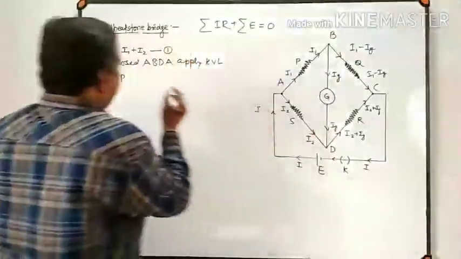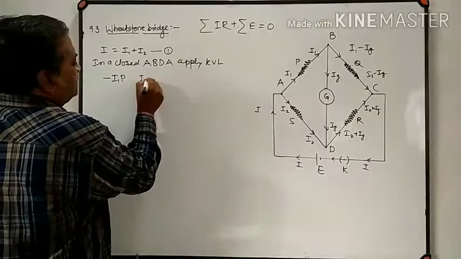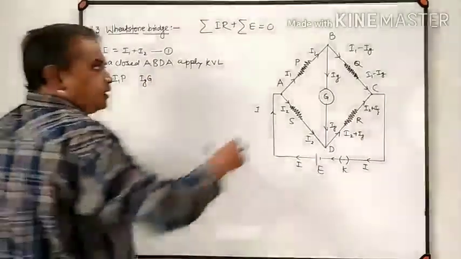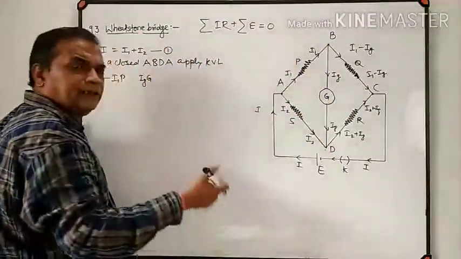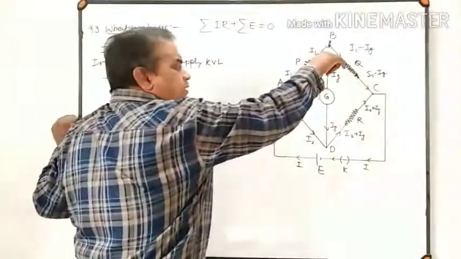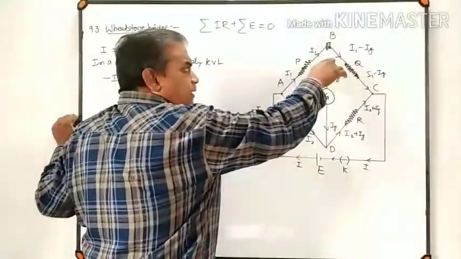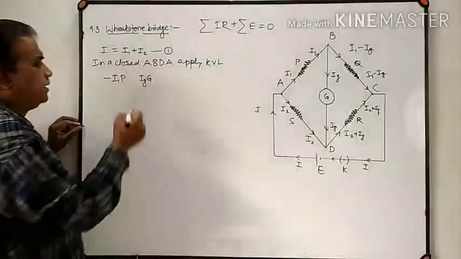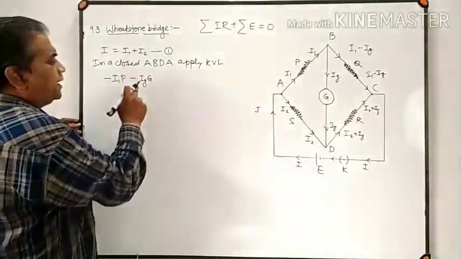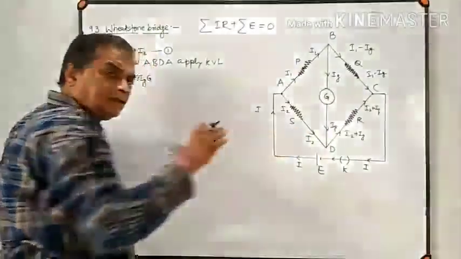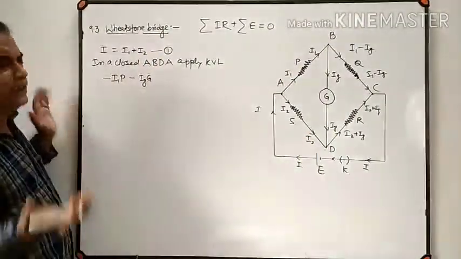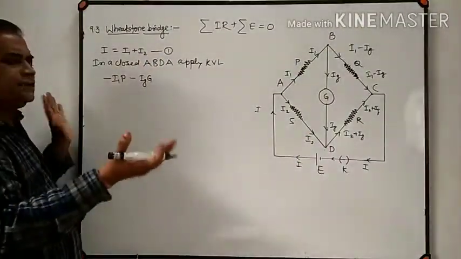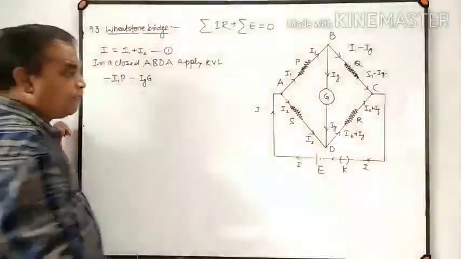From B to D, current is Ig, resistance is G. Current is flowing in the same direction as the direction in which we are tracing the circuit. We are tracing the circuit from B to D, and current is also flowing from B to D. Therefore, the product of current and resistance is taken as negative, according to the sign convention used for potential difference in Kirchhoff's voltage law.